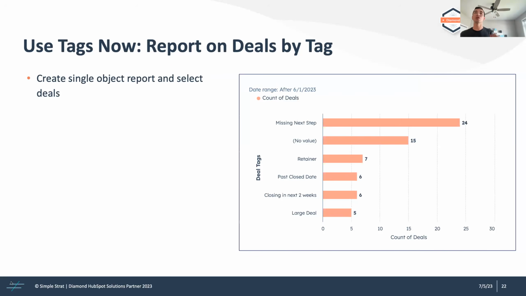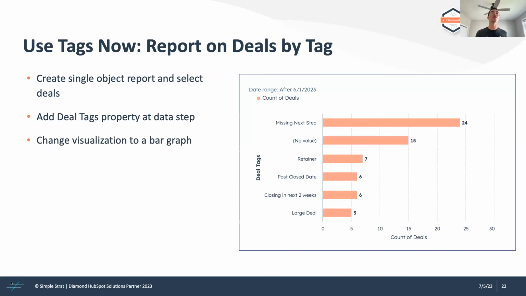The way that we do this is you create a single object report. So you don't need the custom report builder. You just create a single object report and select deals or tickets. This particular example is deals. So you select deals as the object that you're reporting on. You add the deal tags property at the data step. If you're doing this for tickets, it's ticket tags.